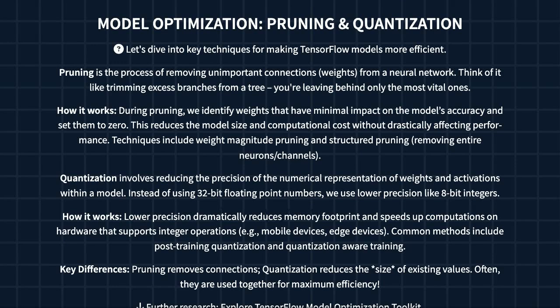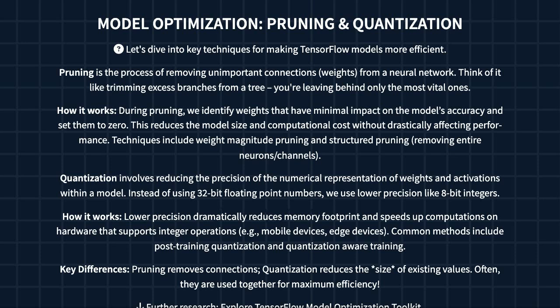Two really important techniques are pruning and quantization. Pruning is like a gardener carefully trimming unnecessary branches from a tree. We identify the least impactful connections in the network and cut them off, essentially removing those weights. Quantization, on the other hand, is about reducing the size of the numbers representing our model's values.